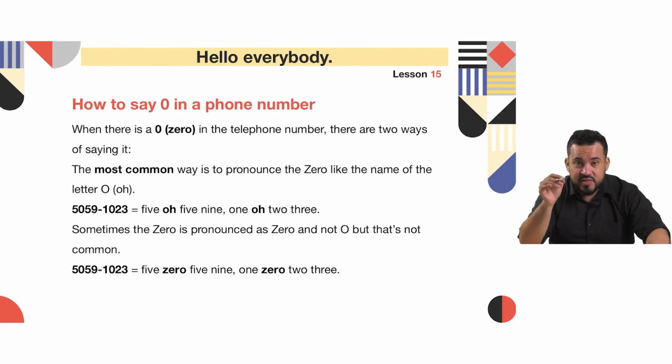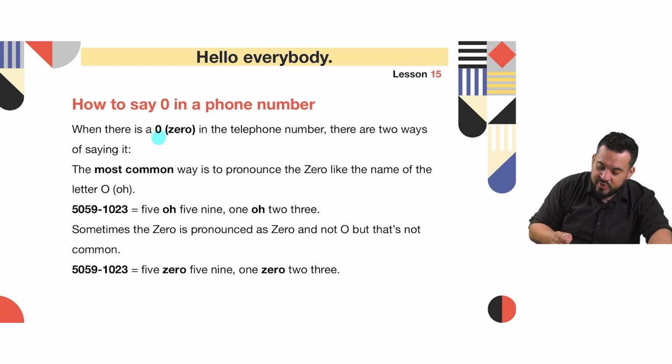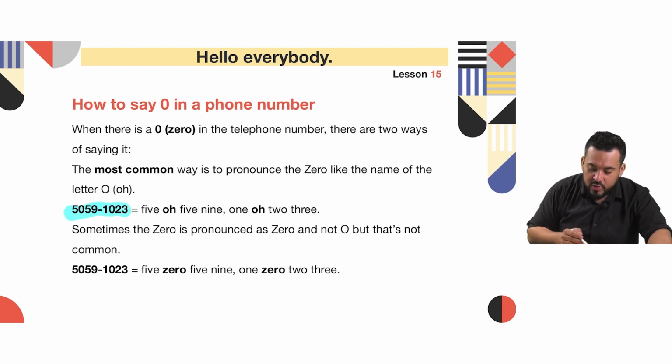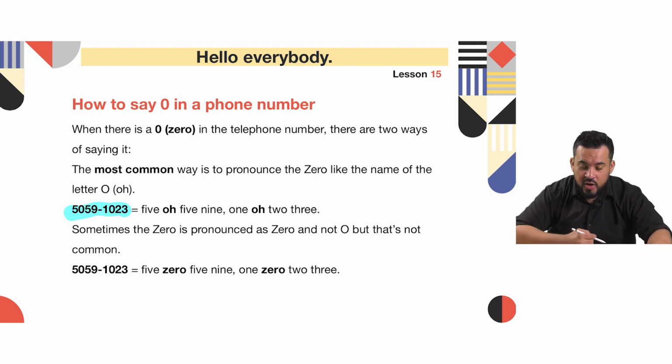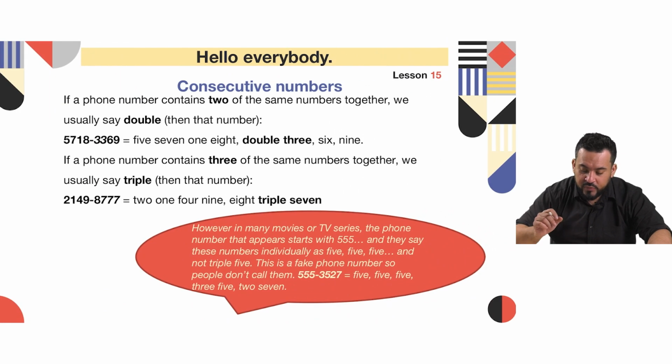Or if it has a 0 in it, we normally don't say 0, we say O, okay? So if there is a 0, we say O. That means, let's say this is your phone number. So you say it's 5059-1023. Okay.